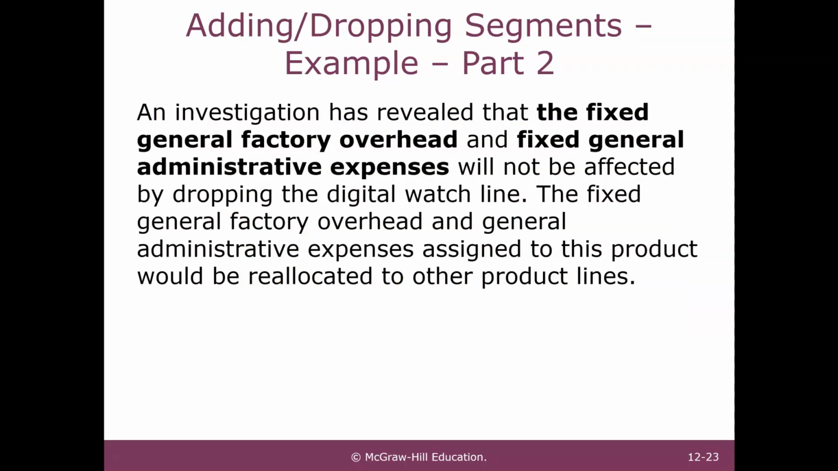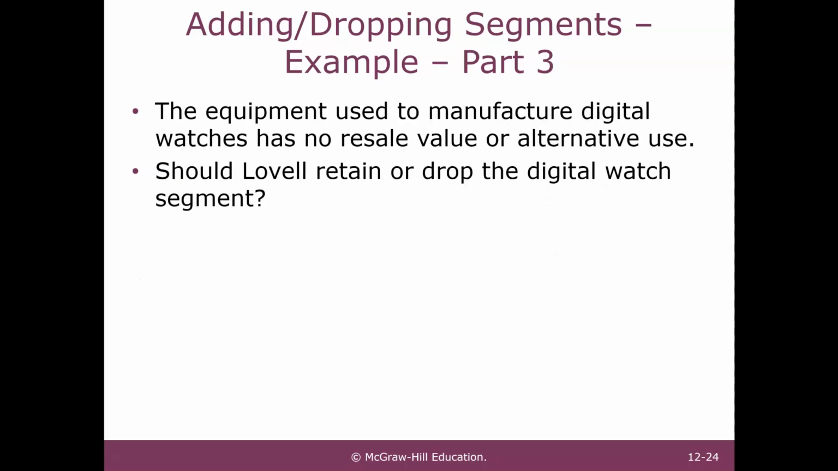Okay, when the company did some investigation, they revealed that the fixed general factory overhead and general administrative expenses would not be affected by dropping the product line. The fixed general factory and general administrative expenses would be reallocated to other product lines. So these are two fixed expenses that we would still have even if we drop the product line. The equipment to make the digital watches has no resale value or alternative use. So should they retain or drop the digital watch?